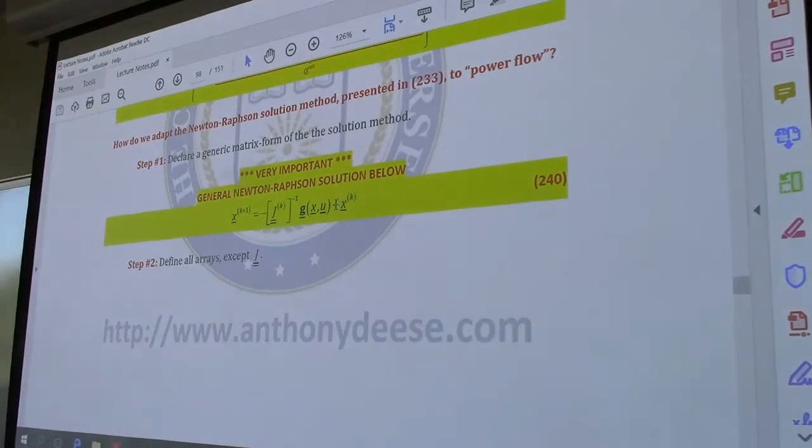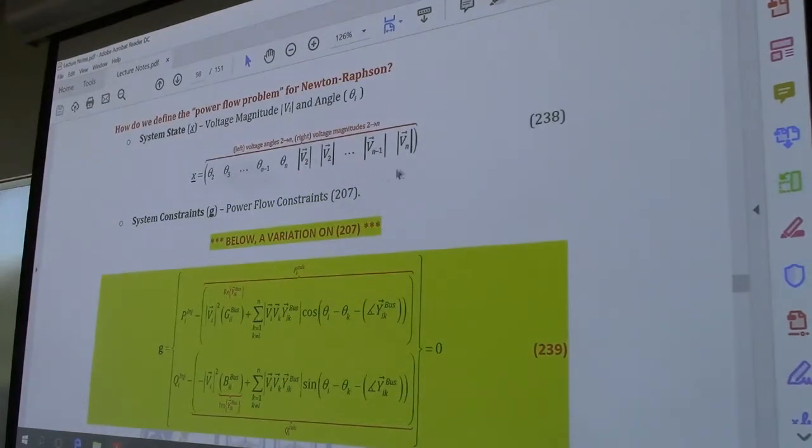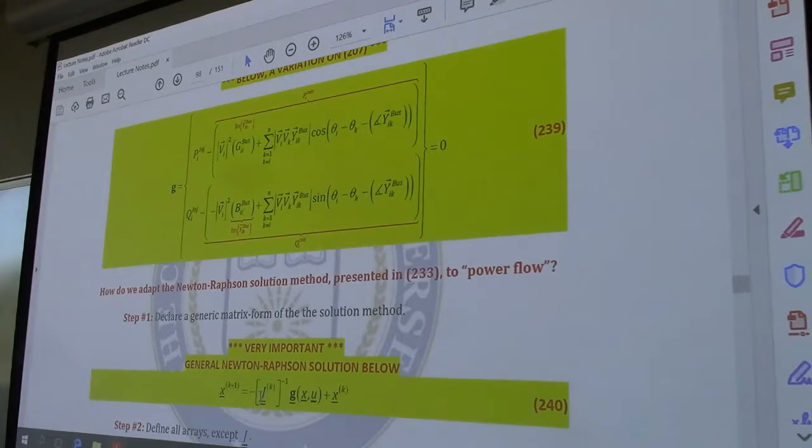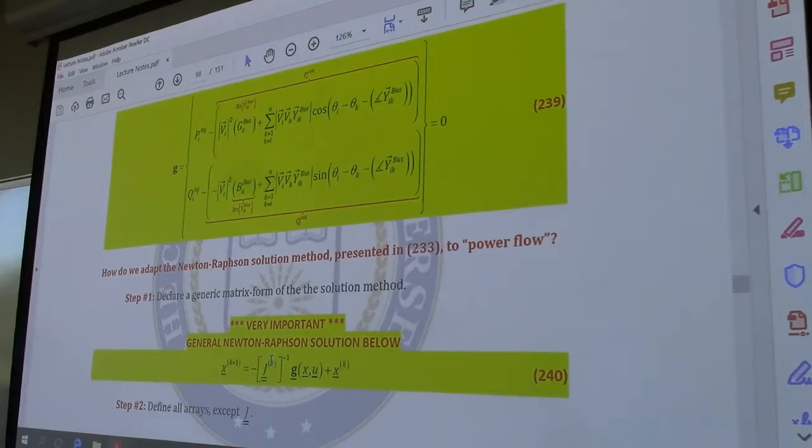And so this equation 240 is the most concise representation of what the Newton-Raphson update expression looks like. The next iteration of x, which is the next iteration of all these values in here, is equal to negative the inverse of the Jacobian matrix, which we haven't gone into too much detail on. We know what that is in ideal terms, but we haven't talked about the specific elements of it for the AC problem. That's times the constraint, which is this guy up here, so all the different P's and all the different Q's.